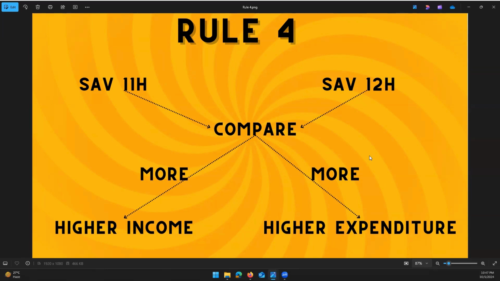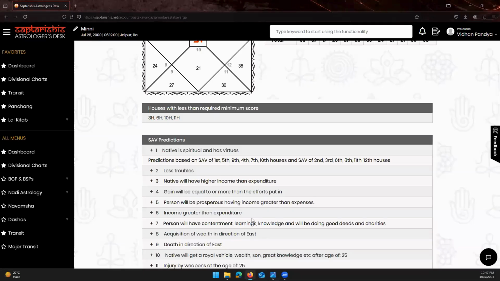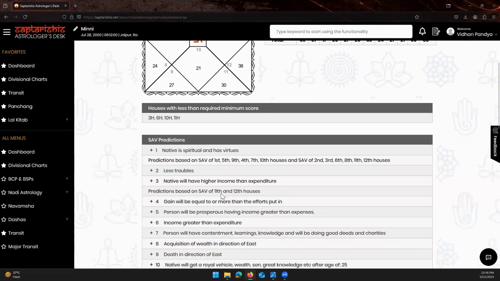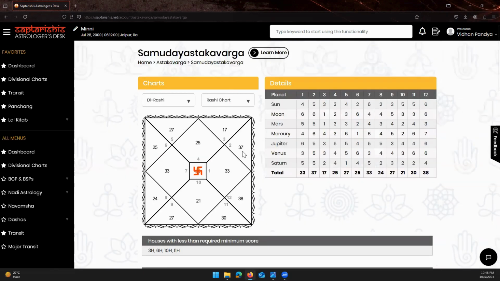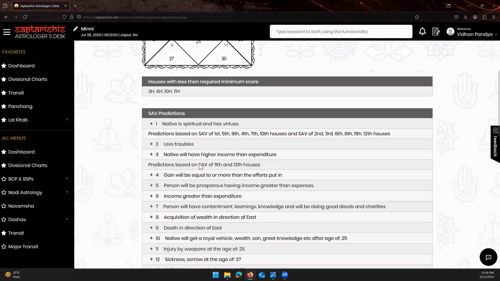You just have to compare two houses, the 11th house and the 12th house. And this rule also you'll be able to find in the app. This native has higher income than the expenditure. Again, predictions based on SAV of the 11th house and 12th house. You don't have to do any calculation. You can just look at 37 here in the 11th house, 17 here in the 12th house. So we know income is higher than the expenditure.